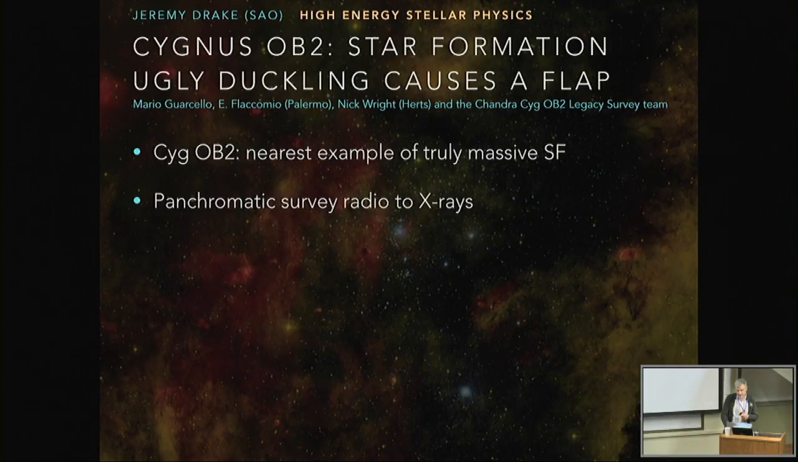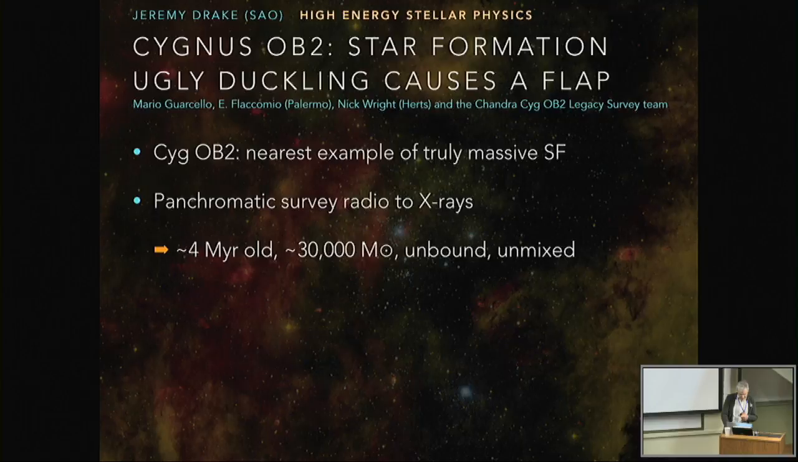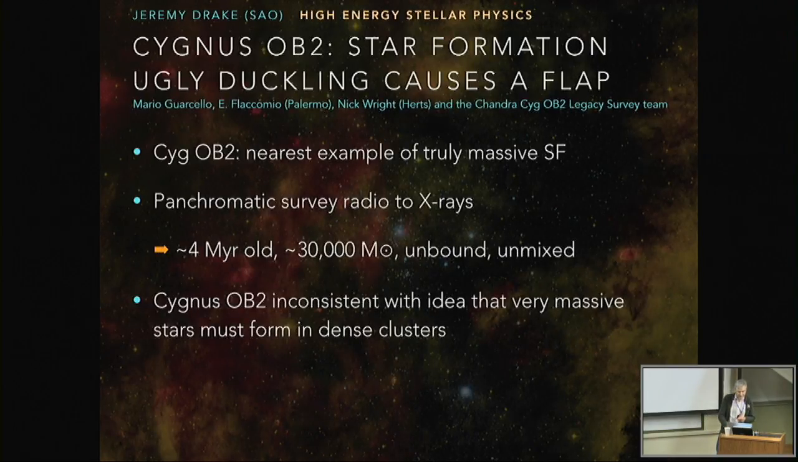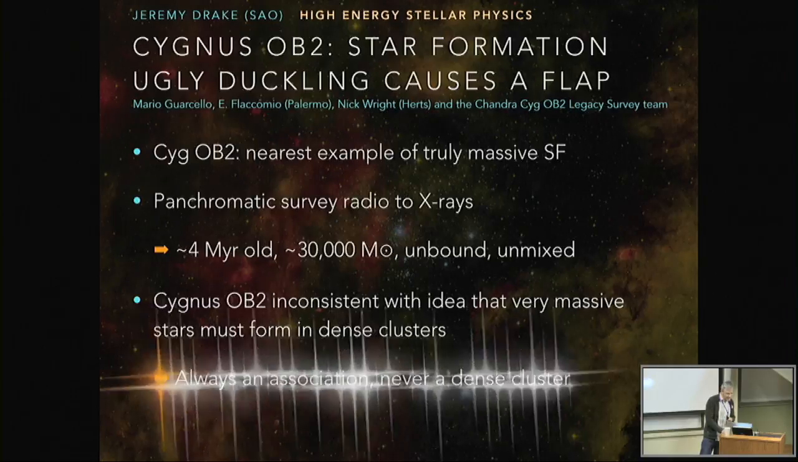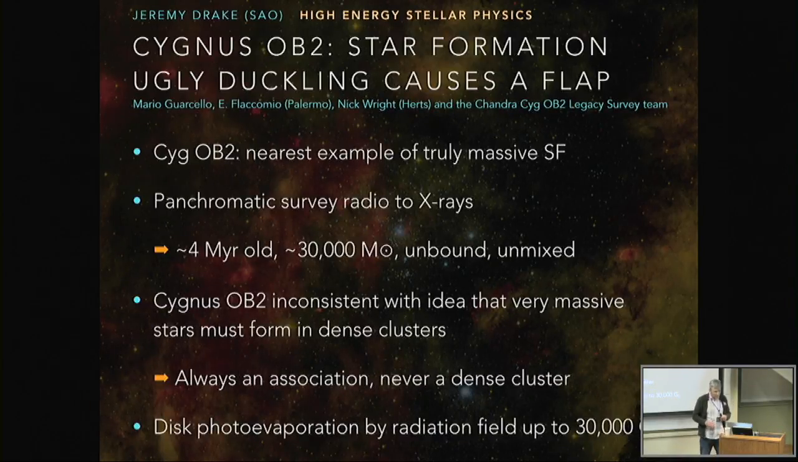Panchromatic survey, essentially radio to X-rays. X-rays find all the stars for you. Infrared gets you all the disks and everything else. We find it's 400 million years old, 30,000 solar masses. We find it's unbound and unmixed. So Cygnus OB2 appears then to be inconsistent with the idea that very massive stars have to form in very dense clusters, because Cygnus OB2 is not a dense cluster. Dynamically, we know that it was always an association.